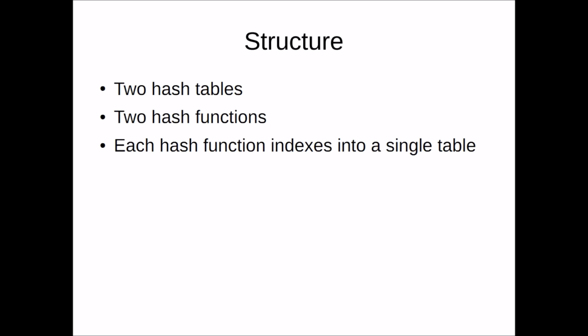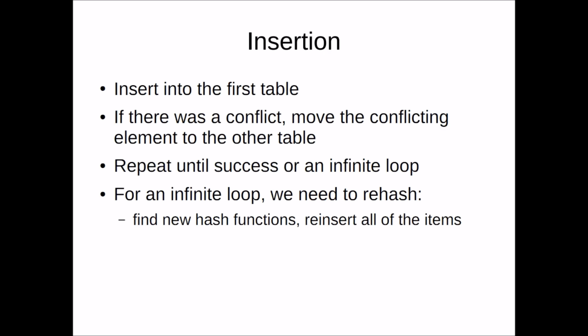The hash functions determine the position of an element within that table. To insert an item, we insert it into the first table. If there is already an item there, we move it to its corresponding position in the second table. If there is an additional item in that position, we move it to its position in the first hash table. We repeat this until either we successfully insert or we reach a set number of iterations, which indicates an infinite loop. In this case, we rehash by finding all new hash functions and reinserting all of the items.